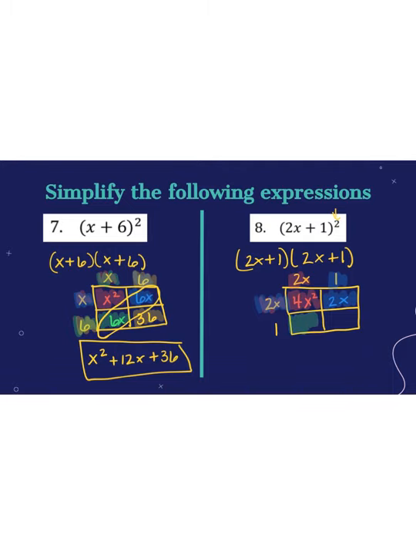Move on to our bottom left. I have a 2x and a 1. 2 times 1 is 2, and I just have that 1x. And finally, we're going to move on to our last box, which I have a 1 and a 1. And 1 times 1 is 1. Okay, again, I can see that these two have the same term, right? They both have an x on it. So I'm going to start with 4x squared. 2x plus 2x is 4x plus 1.